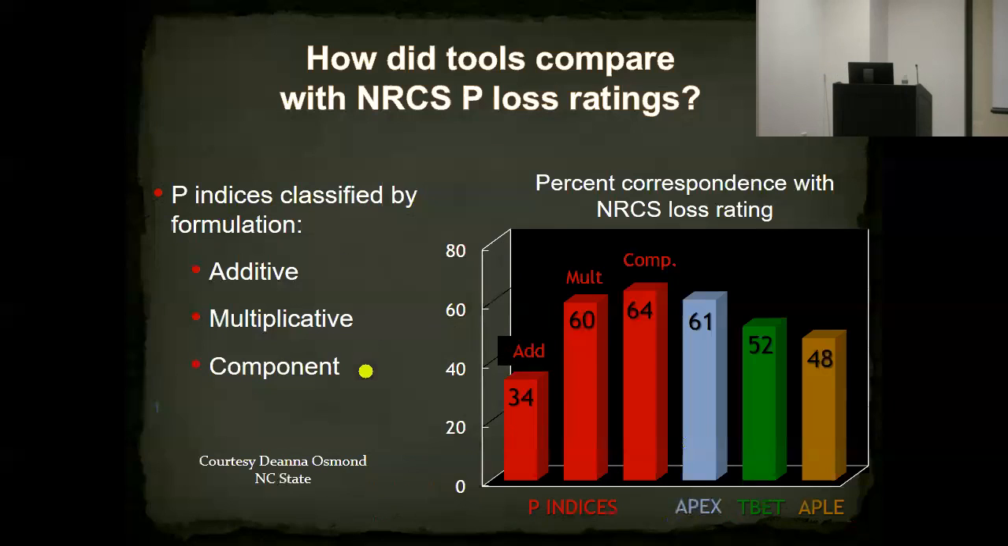But in any case, you can see that all the states that had a component index actually categorized the fields better than any of the models. And the multiplicative was similar to the component, and then the additive, which I'm not surprised, came in last. But again, if we're looking at complexity and just how much is left unknown, these data show that even the simple phosphorus index might be adequate for a lot of what we're doing.